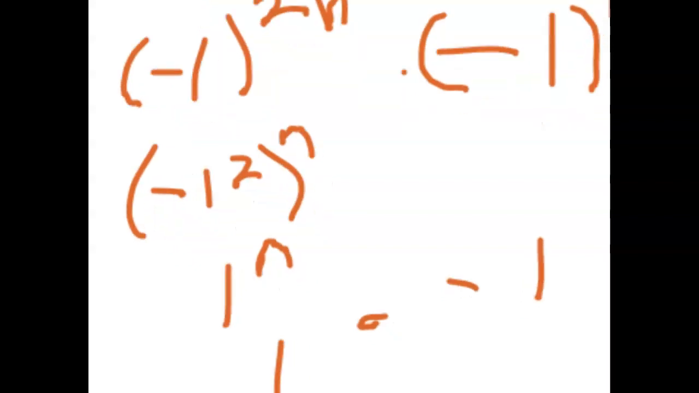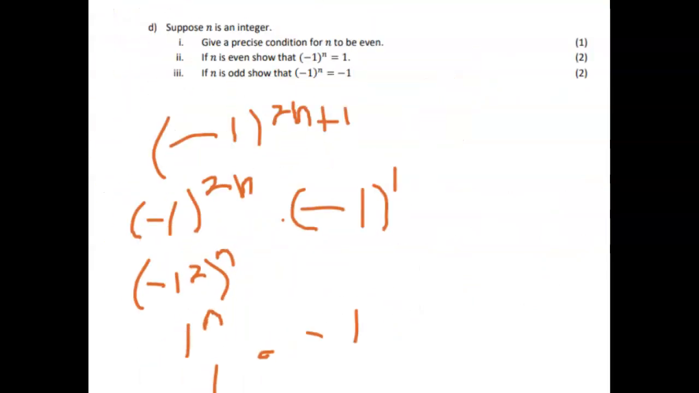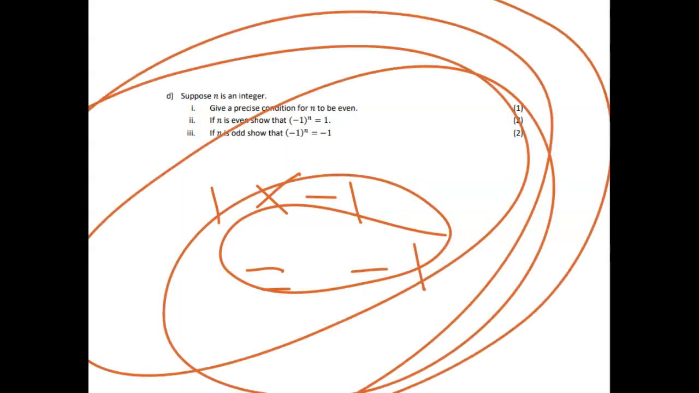Here's the interesting part now. So 1 times minus 1. Guess what? Yes, you guessed it, is equal to minus 1. Bam, we got it. So when you want to prove something, start with the left side, work it out, and come to the right answer.